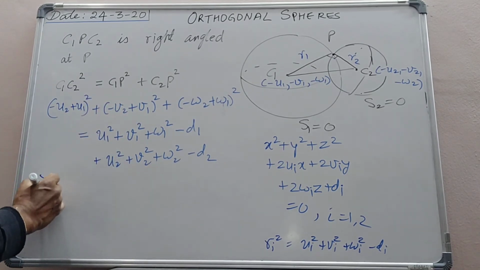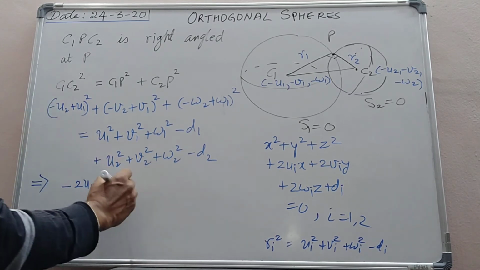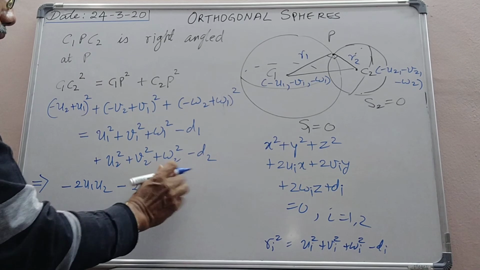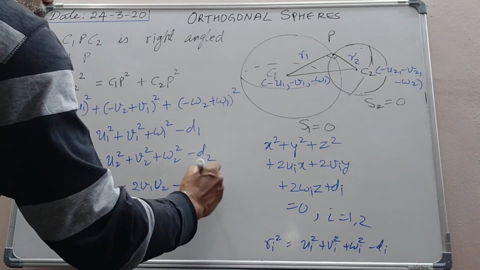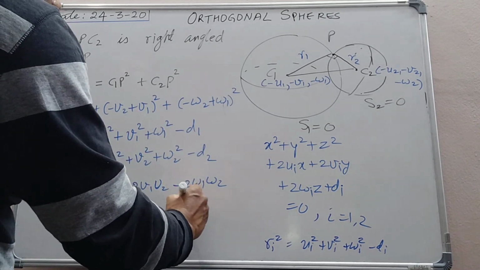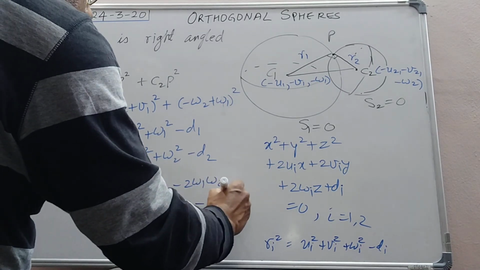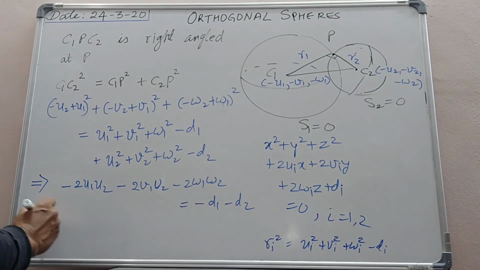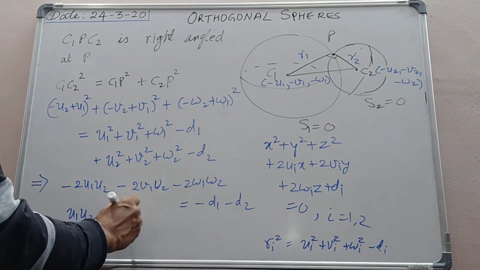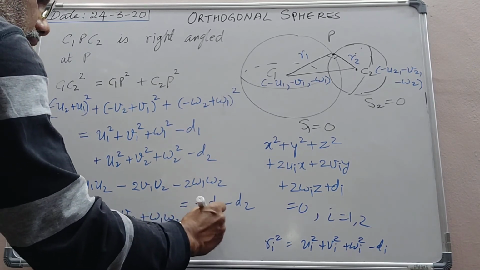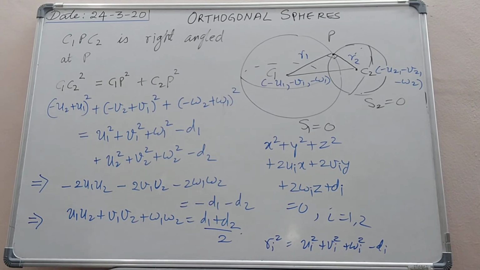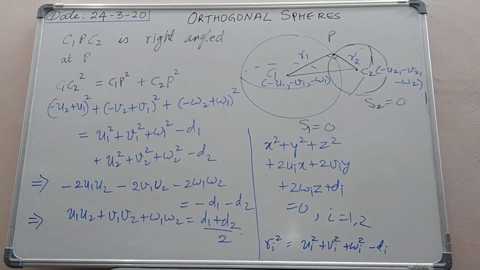So we are left with minus 2 U1 U2, minus 2 V1 V2, minus 2 W1 W2 equal to minus D1 minus D2, which means U1 U2 plus V1 V2 plus W1 W2 is equal to (D1 plus D2) upon 2. Right? So this is the condition for the orthogonality of the two spheres S1 equal to 0 and S2 equal to 0.